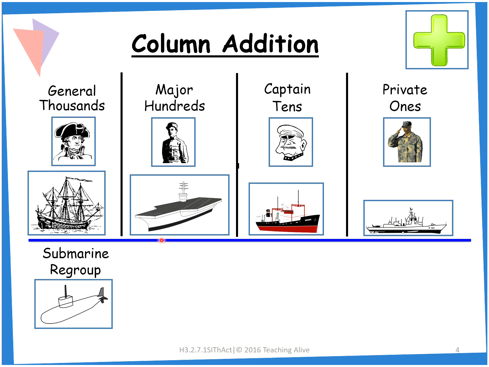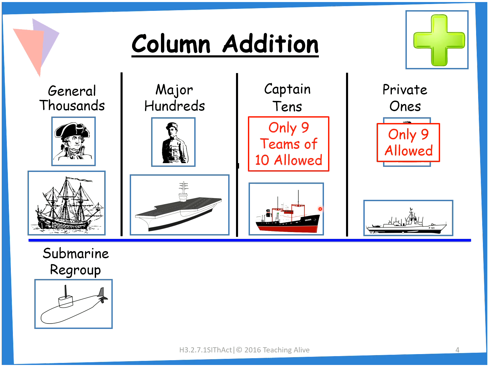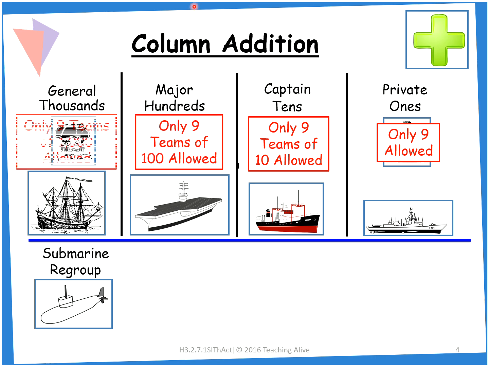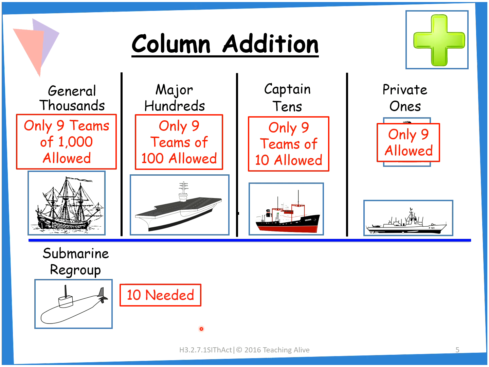There are rules for our ships. Only 9 private ones are allowed on our private 1 ship, and only 9 teams of 10 are allowed on our captain 10 ship, and only 9 teams of 100 are allowed on our major 100 ship, and only 9 teams of 1,000 are allowed on our general thousands ship. There's also a rule for our submarine regroup, in that 10 are needed. That's 10 privates or 10 teams are needed for it to travel between ships.